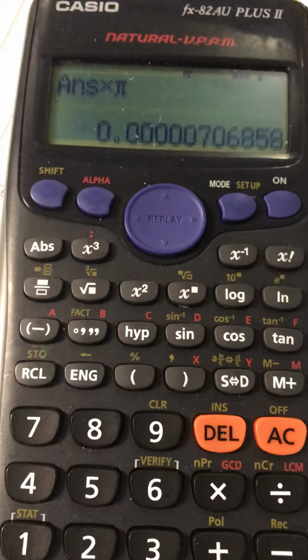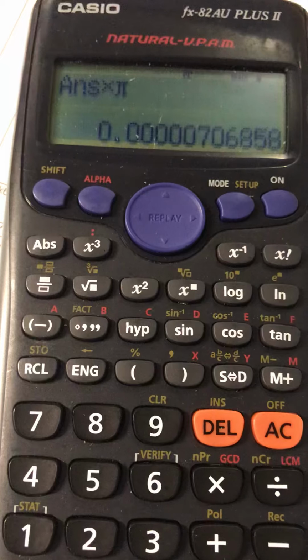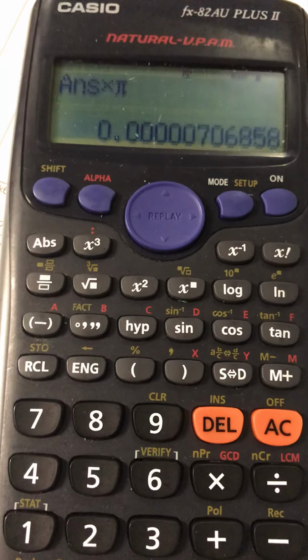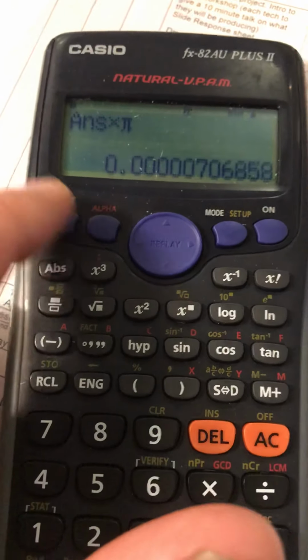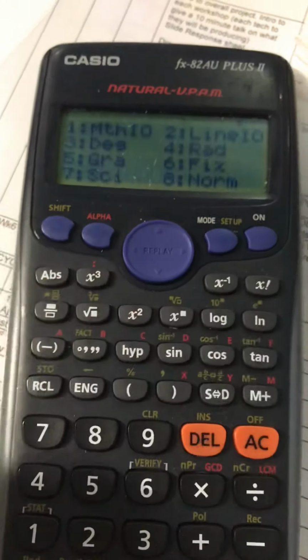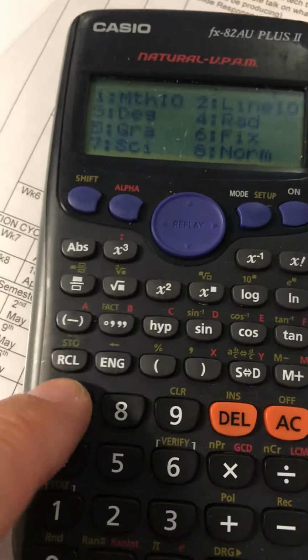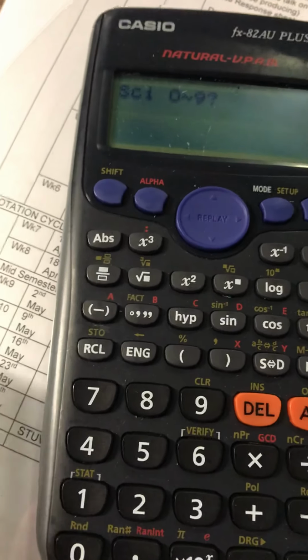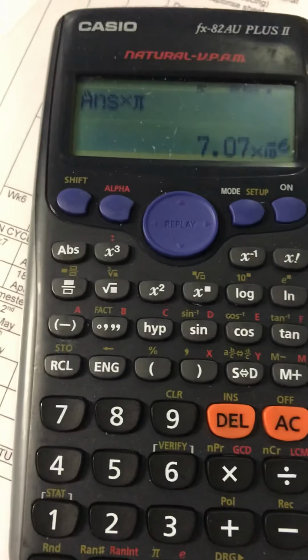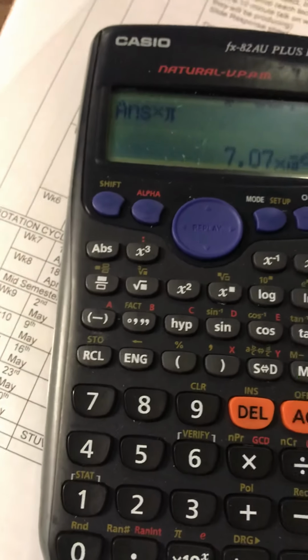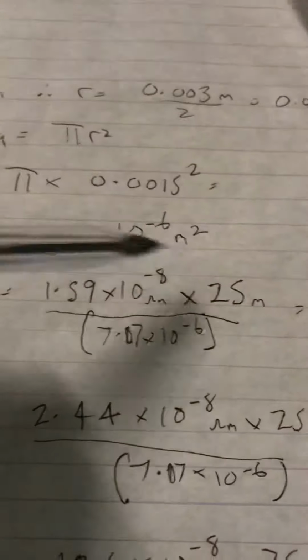Now that's a rather small number, and we'd like to express that as a scientific number. So how would we express that as a scientific number? You go up here to shift, and we go to mode setup. And we can select 7 for our scientific mode. And I'm going to put in there 3 because I want to have 3 figures. And we get 7.07 by 10 to the minus 6. So that is our area. That's how I got to my area figure.